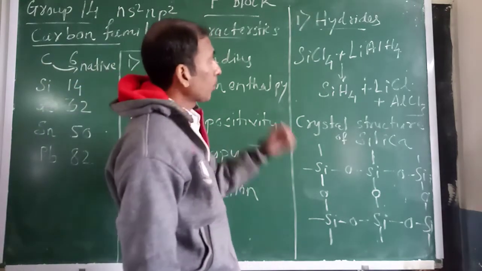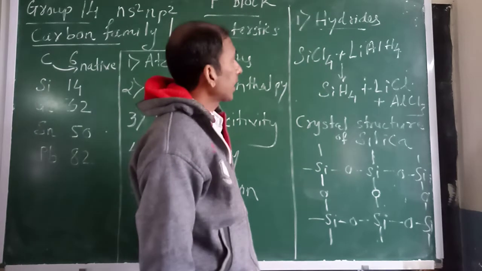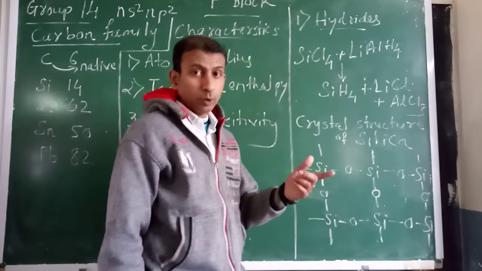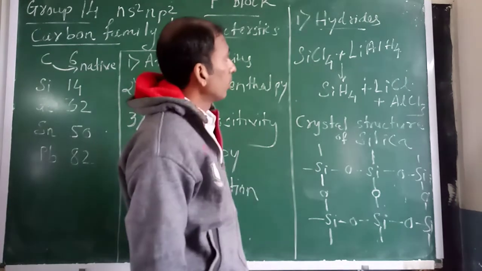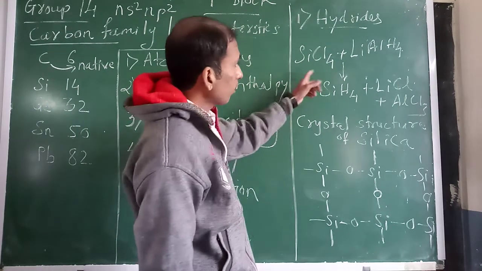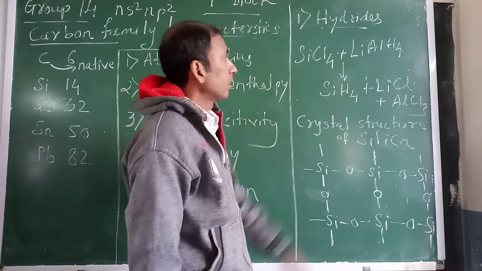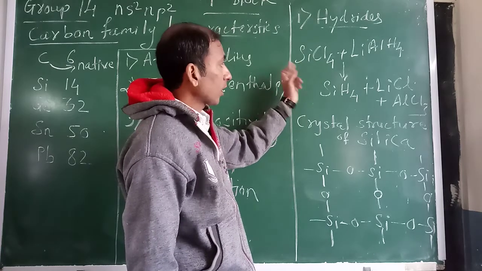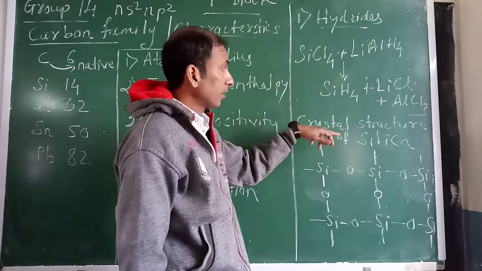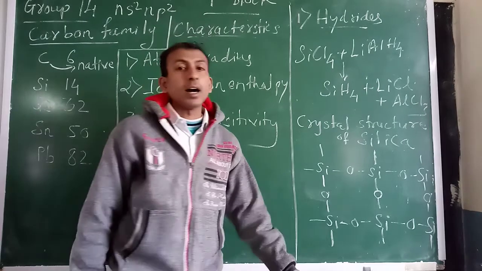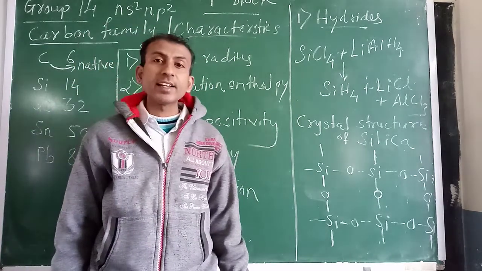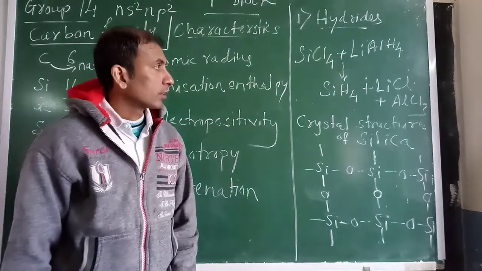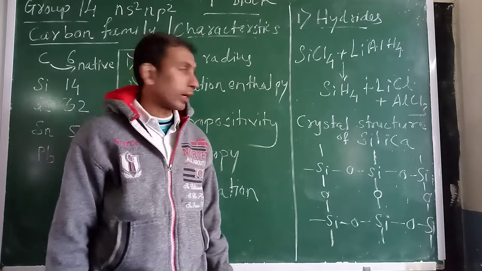Now we start with the chemical properties. The first one is hydride formation. For that we take SiCl4 plus lithium aluminum hydride. Lithium aluminum hydride reacts with silicon tetrachloride, and we get silicon hydride, which is also called silane, along with lithium chloride and aluminum chloride.